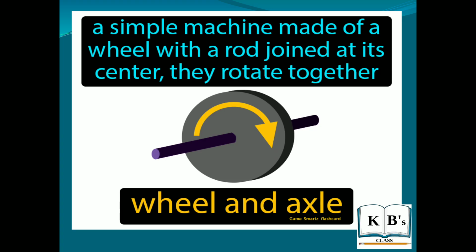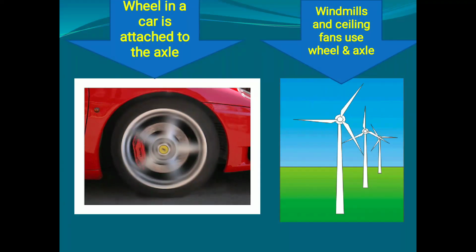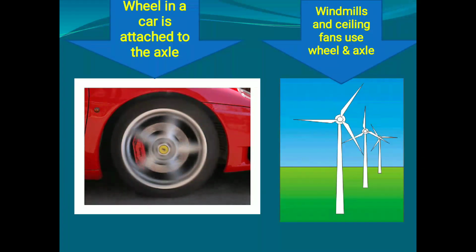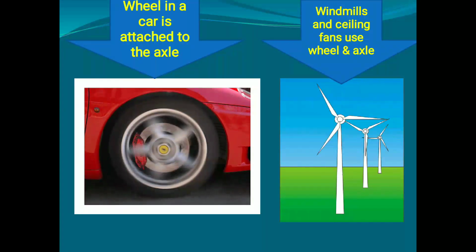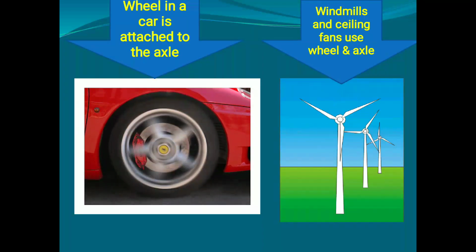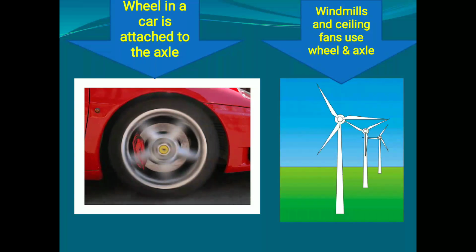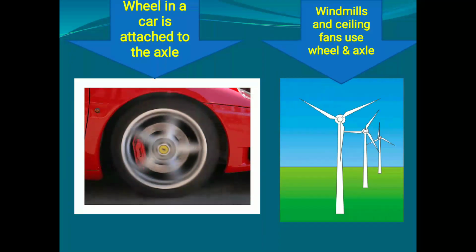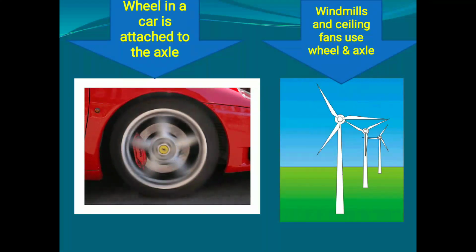This simple machine is made up of a wheel with a rod and joint at the center. This is called a wheel and axle. So the wheel in the car is attached to an axle. The windmill and the ceiling fans use wheel and axles. So wheel and axle is also very important. This simple machine is used in many things, for example, car, windmill, sailing fins, etc.